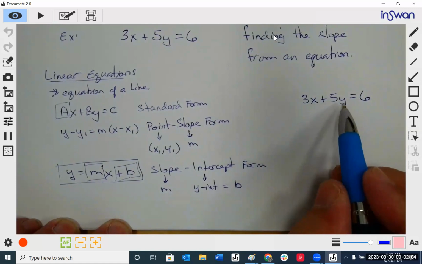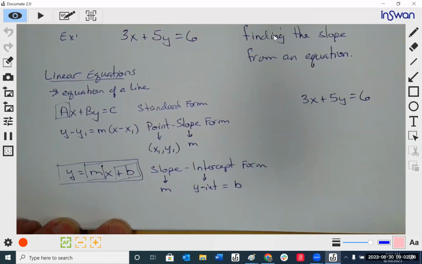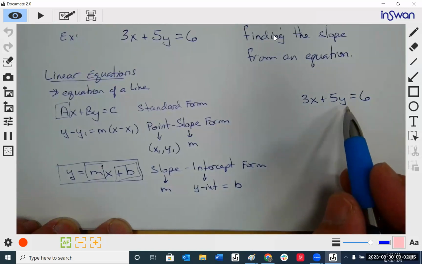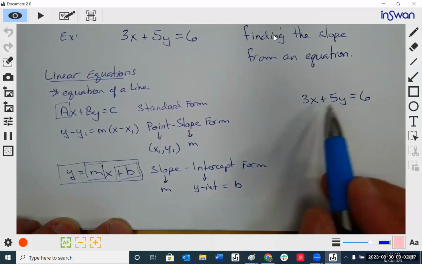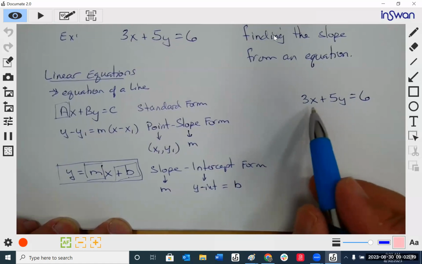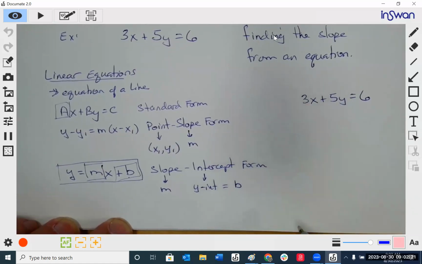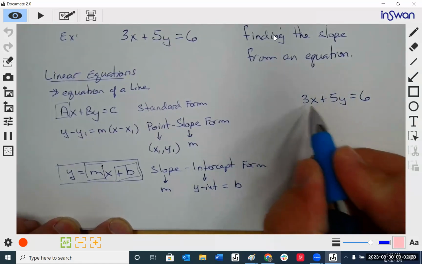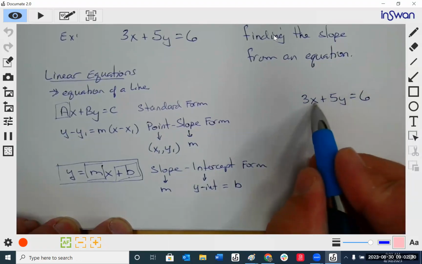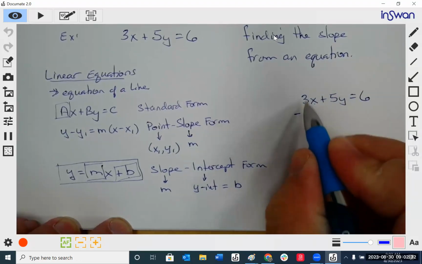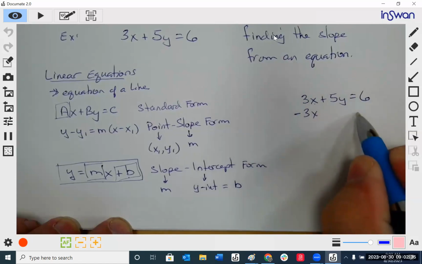In order to solve for y, what do you have to do first? Yeah, you have to get rid of the x. How do you get rid of the 3x? Well, we have to move it to the other side. Since it's added there, we subtract it. This is positive. We subtract 3x from both sides.